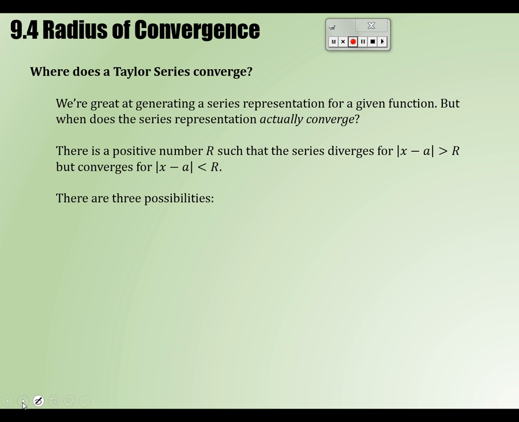So let's define this new number, capital R, okay? It's supposed to evoke a little bit of what we've already thought about. If the absolute value of x minus our center is less than R, then we're in a place where this converges. And if the absolute value of x minus a is greater than R, then it diverges. But the question would be, of course, what is R?